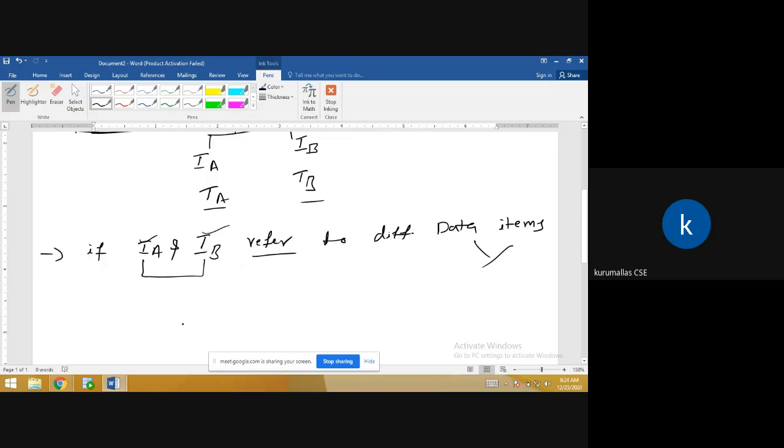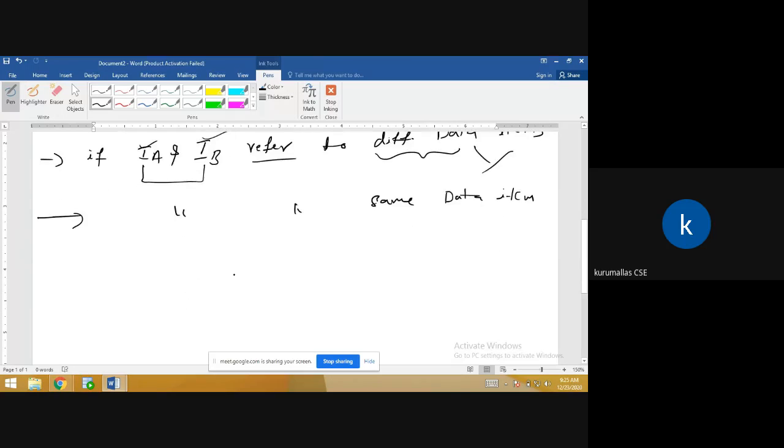and T2. On the other hand, if IA and IB refer to different data items, we can swap. If they are on the same data item, then the following four cases are there. One is, if instruction IA and instruction IB refer to different data items, we don't have any problem, we can swap these two instructions.